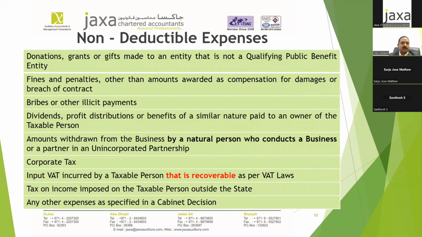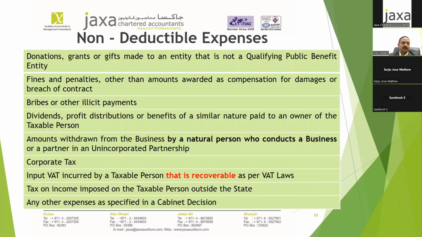Another non-deductible expense is bribes and other illicit payments. There is no need for explanation, I think. This is never a deductible expense in any part of the country. Then another type of non-deductible expense is dividend, profit distribution, or benefits of a similar nature paid to the owner of a taxable person. Again, dividend, profit distribution, etc., is not an expense. It is merely a profit distribution or allocation of profit, and hence it cannot be considered a deductible expense.